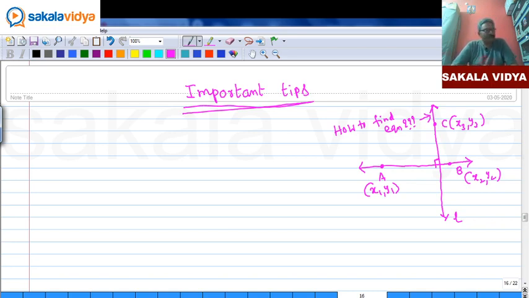So, now tell me, you need to chart. I need the equation of a line which is perpendicular to the line joining the points A x1, y1 and B x2, y2. So, how to find out that one? Anybody?